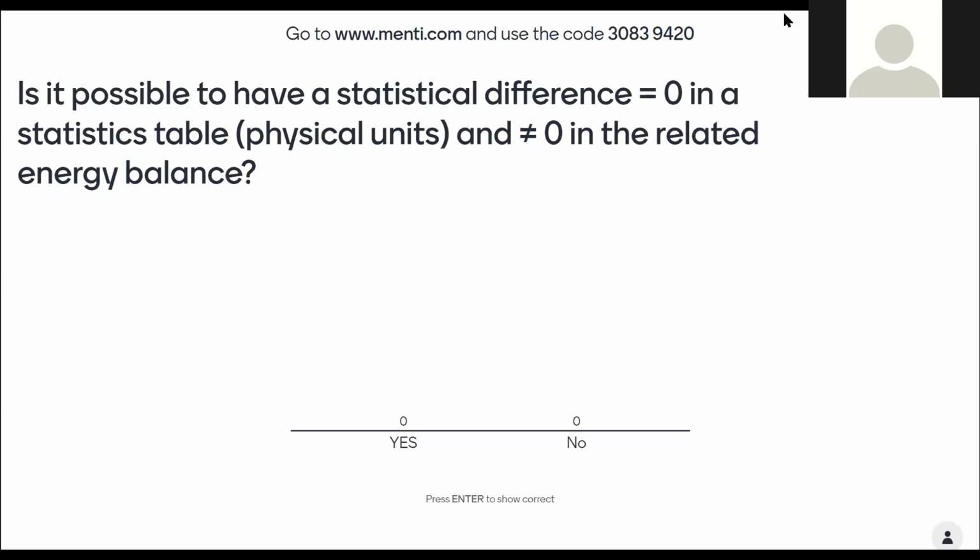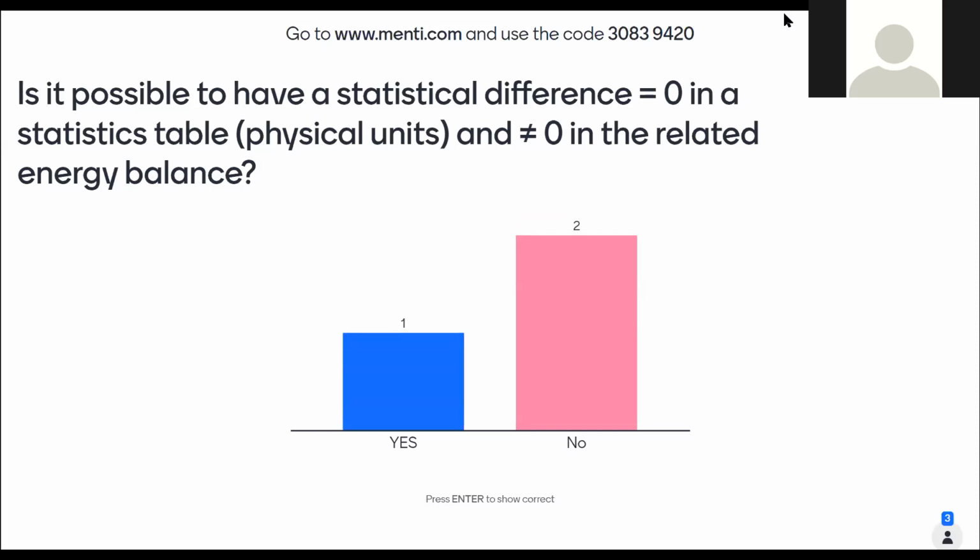And the first question is: is it possible to have a statistical difference which is equal to 0 in a statistics table, which is in physical units, and a non-zero in the related energy balance? So think about it. Is it possible to have a statistical difference which is 0 in a statistics table, and which is not 0 in the related energy balance?